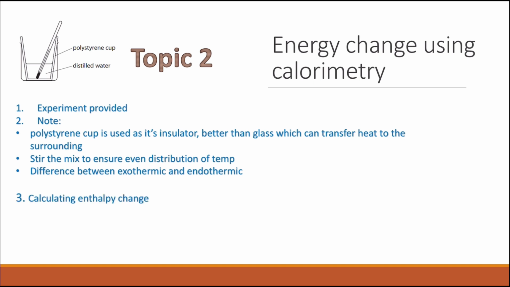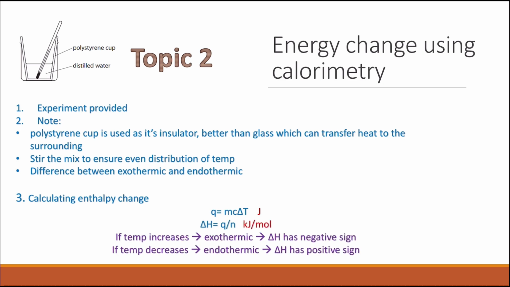And then how to calculate the enthalpy change, because they will always ask you to calculate the enthalpy change for that particular reaction. Remember that we calculate the energy transferred first, which is Q, using the equation Q = mcΔT, and ΔT is the change in temperature. It's just whether it increases or decreases. This is just the difference, and the value here is in joules. And then you need to calculate the ΔH, which equals Q over n, and n here is the number of moles. So the value of ΔH will be in kilojoules per mole.